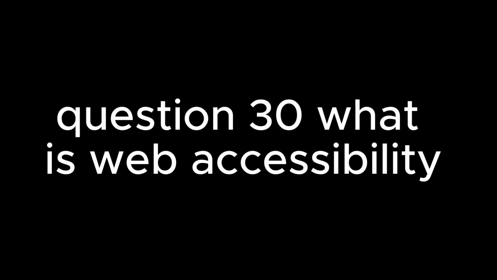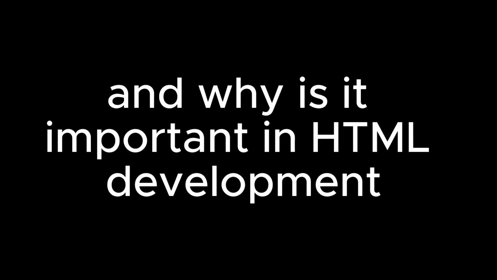Question 30. What is web accessibility and why is it important in HTML development? Answer. Web accessibility makes web content accessible to all users, including disabled ones. It's important to ensure equal access and equal opportunity.